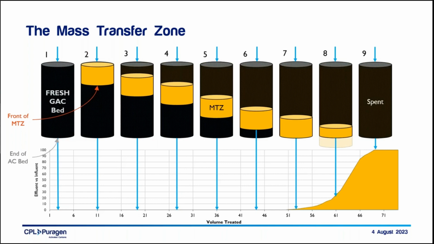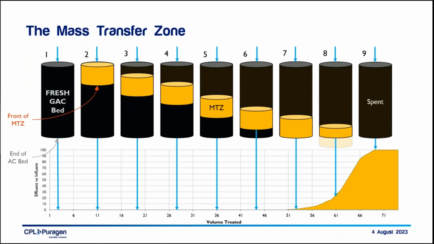The mass transfer zone is the volume within the carbon bed where absorption is occurring at that point in time. Absorption does not occur uniformly through the entire bed of activated carbon. So anyway, as the volume treated increases, you can see that the mass transfer zone is moving from the inlet, which is at the top of the bed, down towards the outlet at the bottom of the bed. Columns 1 to 6 represent the time when no emissions are being observed. Column 7 is the moment when the front of the mass transfer zone exactly matches with the end of the carbon bed and emissions start to be observed.